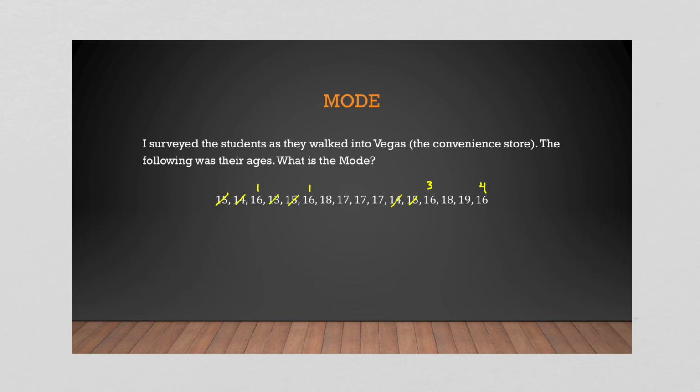And now I'm on to 18. I look at my list, 1, 2. I look at 17, 1, 2, 3. And I look at 19, 1. So boom, there's my winner. 16 occurs 1, 2, 3, 4 times. So my mode is 16. You can find your mode, set your list up wherever you like. It's just one way you can tackle it.